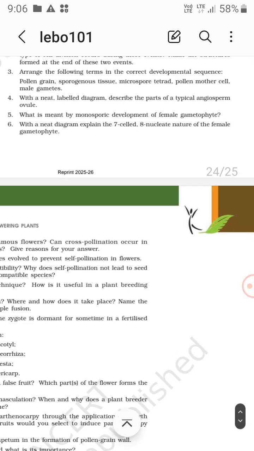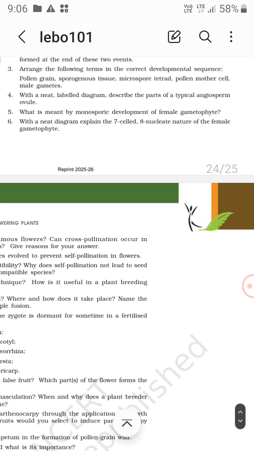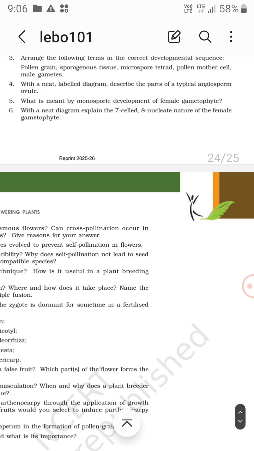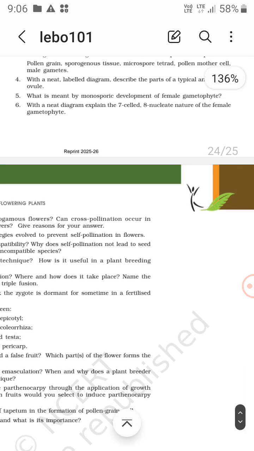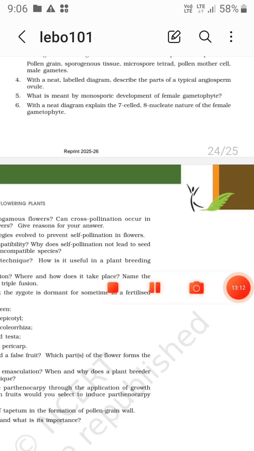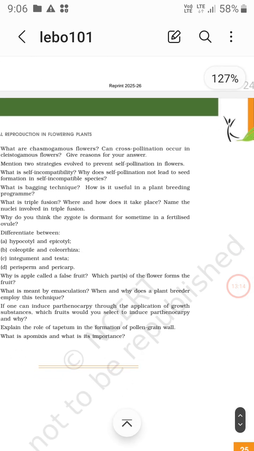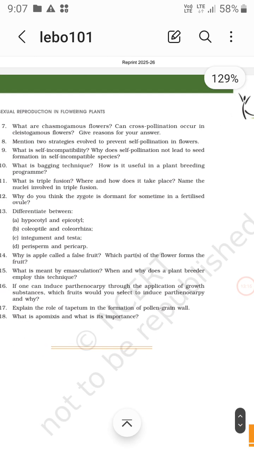So this is the monosporic development of the female gametophyte, right? Now, with a neat diagram, explain the 7-celled and 8-nucleate nature of the female gametophyte. So, 7-celled and 8-nucleate nature of the female gametophyte, right? What are chasmogamous flowers?